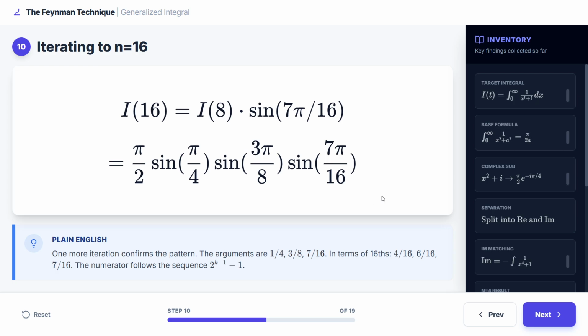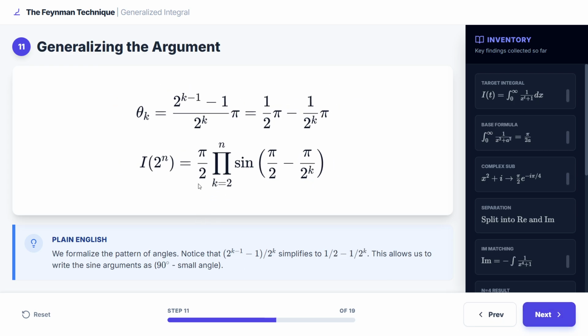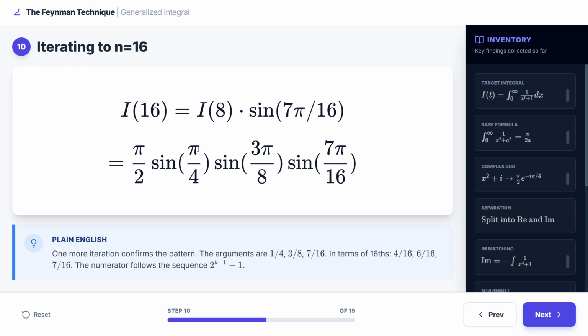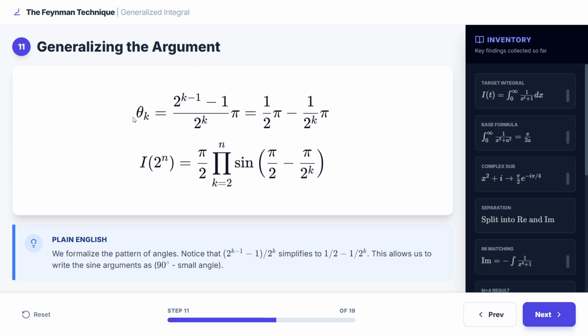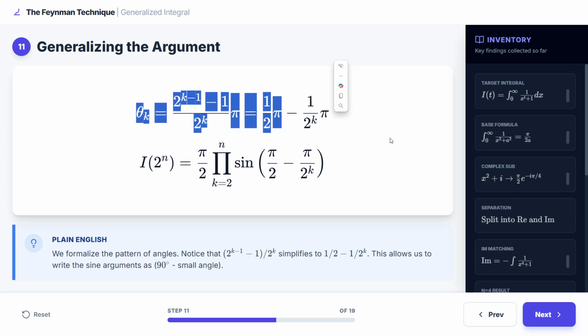So now we have established a pattern for our target integral evaluated at powers of 2 to the n. All right, and this is the pattern right here, and we'll state it more formally in the next step. You'll notice that this angle right here, the denominator is always increasing by a power of 2. And the numerator is always the denominator divided by 2, then minus 1, then times pi. So this is always our angle right here.